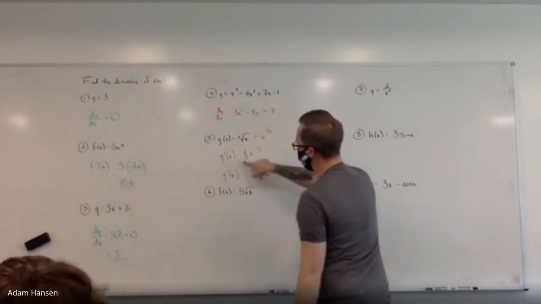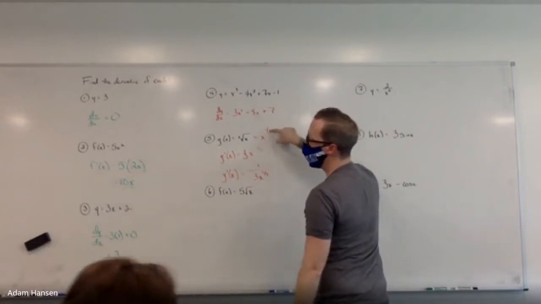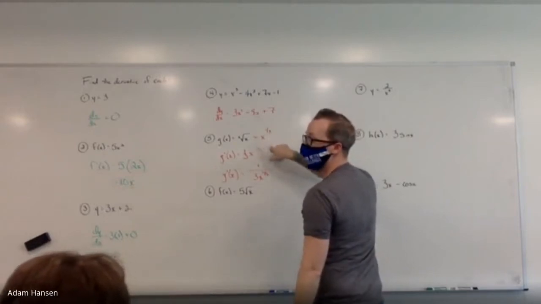I said, all right, it's going to come out here as a multiplier. Then x to the new exponent is 1 less than what I started with. So 1/3 minus 1 is negative 2/3. Good.